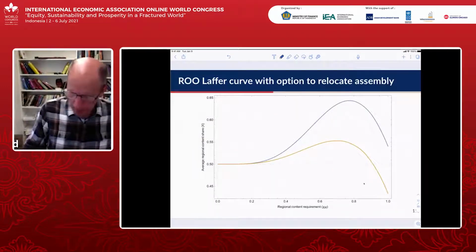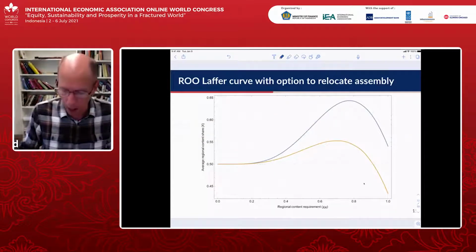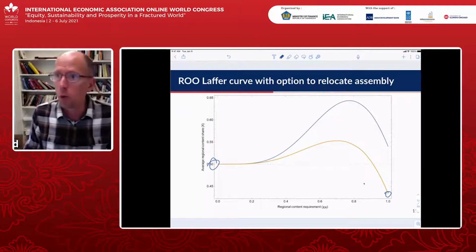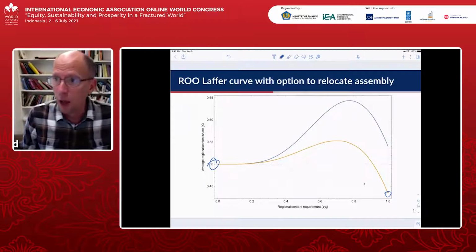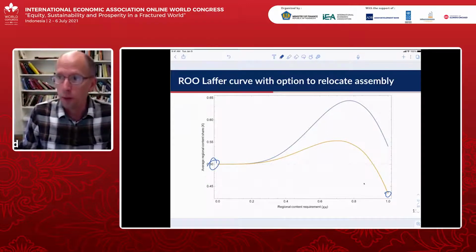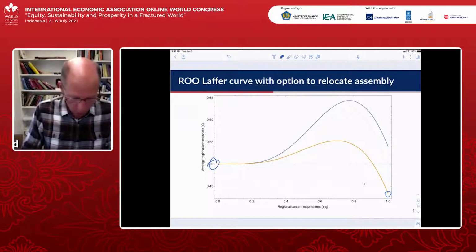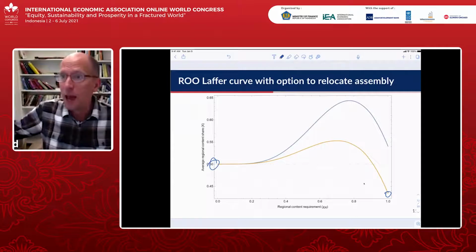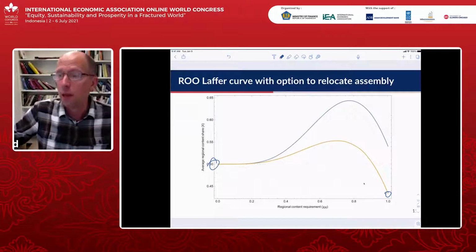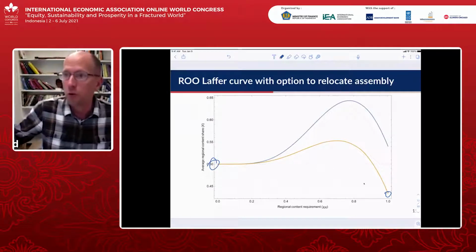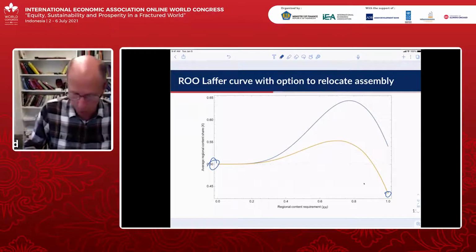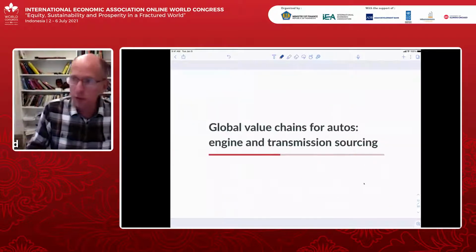And when we add that possibility of relocating assembly to the model, we now see that things can end up worse than they started. So with no rule of origin, you might have 50% of parts being sourced within the region, but with a very high rule of origin, you could go to considerably lower than that, because some of the assembly is left. And once they leave, if they're back to producing in Germany, they'd rather buy German parts. There's no reason for a German firm to source a lot of North American inputs, or a lot of inputs from Mexico, once they decide to relocate production back to Germany. Okay, so that's the model.